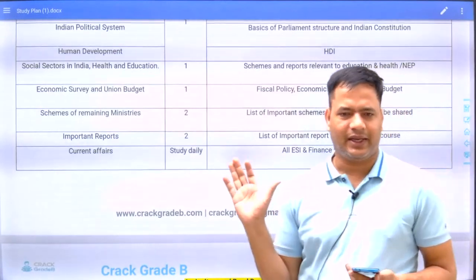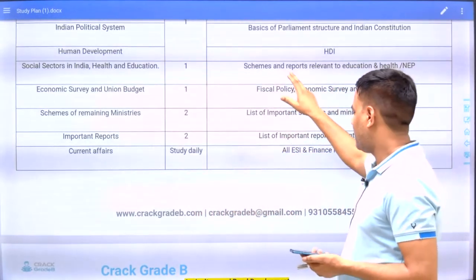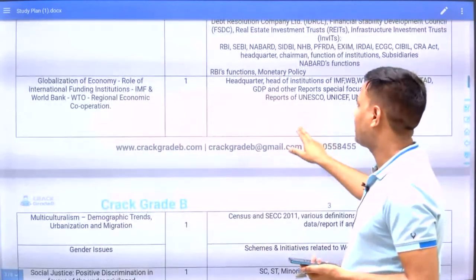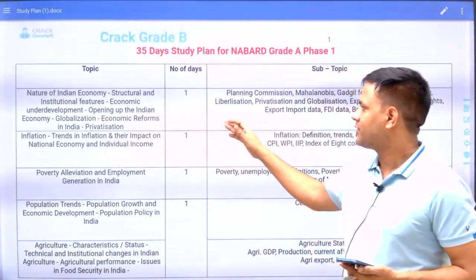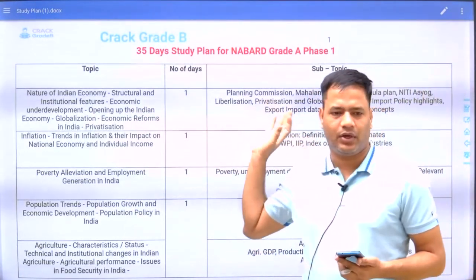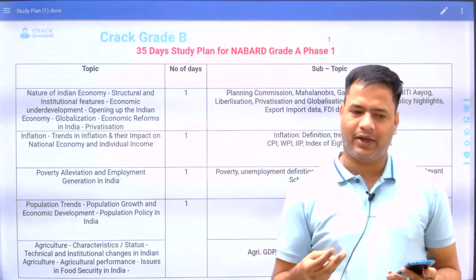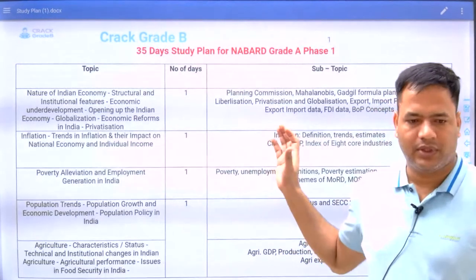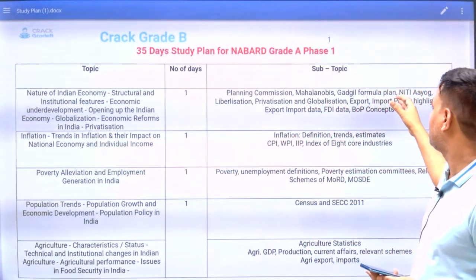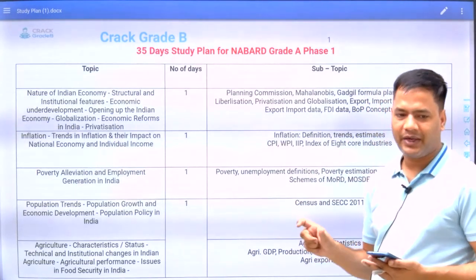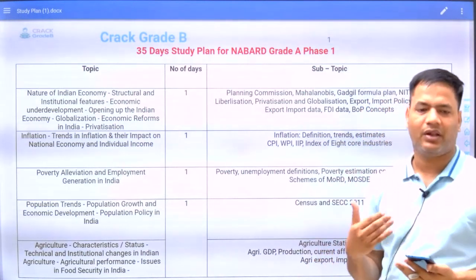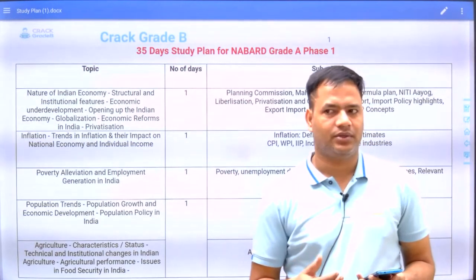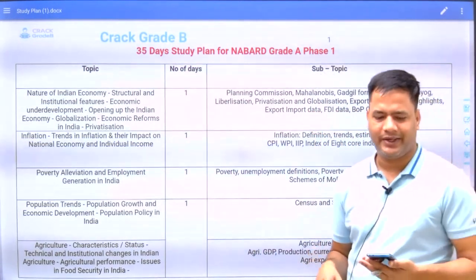And the Economic Survey static part: again I am repeating, if you want to study static, you can skip it, or study some specific chapter. The first chapter to study is the nature of the Indian economy, structural and institutional features. In this chapter you have to study the Planning Commission, as they have asked questions previously. They can ask about Mahalanobis plan, which plan it was and its time period. They can ask about the Gadgil formula plan, the first 5 year plan, the 12th 5 year plan, and some 3 year plan that existed. So they can directly ask the time period.